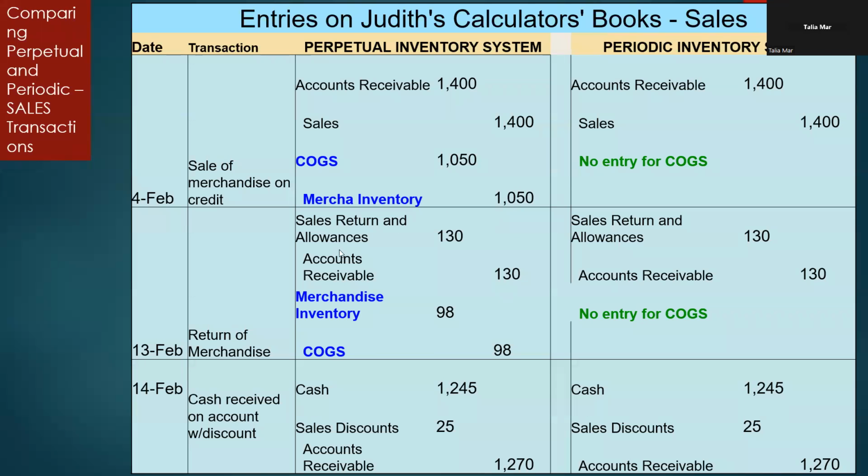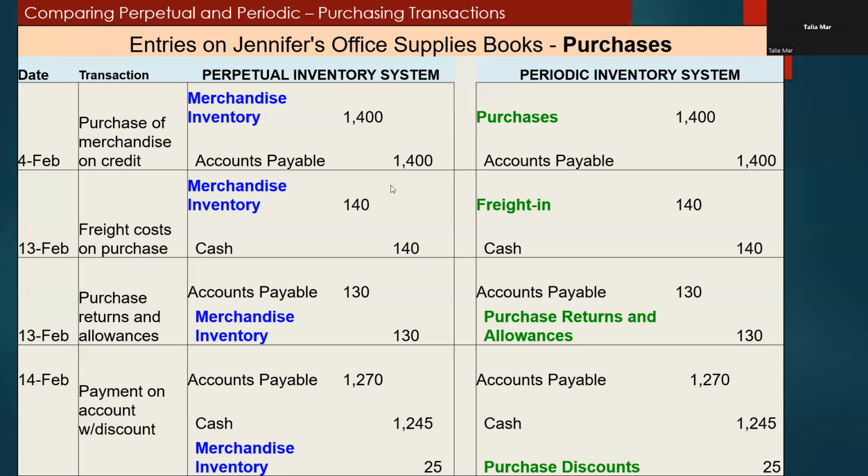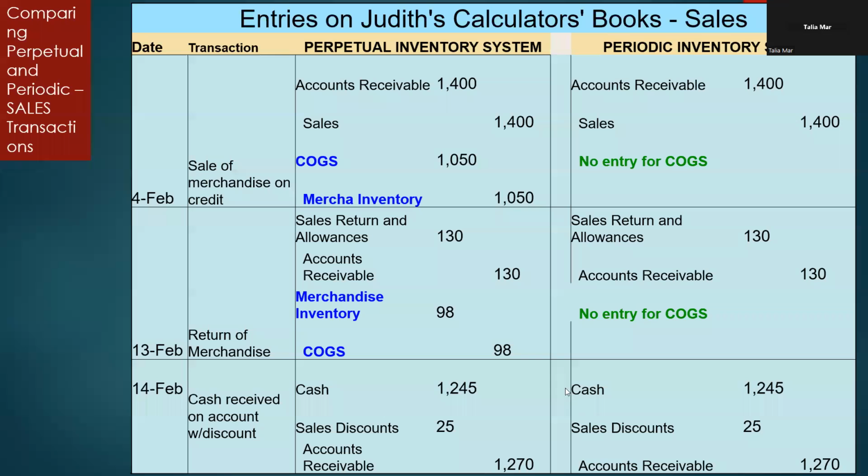Okay. And then here's the sales transactions side by side. So you can see for sales, it's kind of easier. For purchases, you can see it's brand new accounts. Accounts payable is the same though, and cash is the same. You said it was in your PowerPoint and in the textbook. Yes, it is.